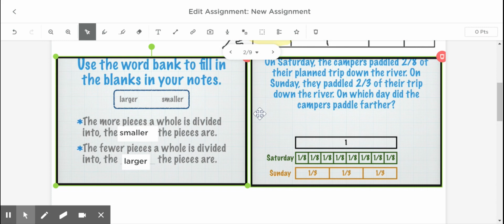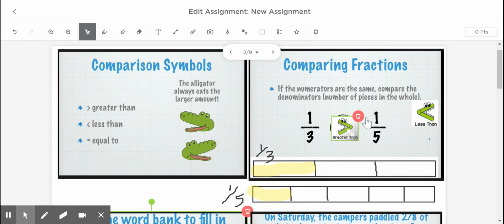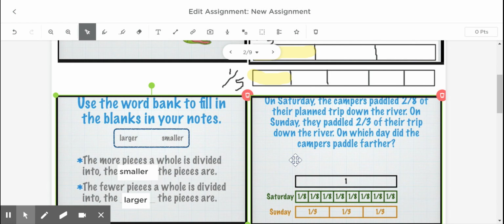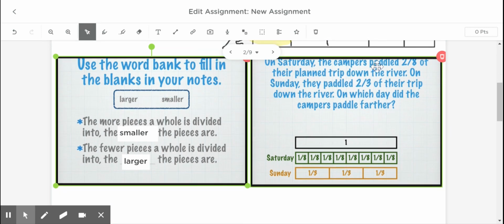All right, let's do a word problem, because today you're going to have to do some where you just compare fractions and then a few that are word problems. So let's practice together. On Saturday, the campers paddled 2/8 of their planned trip down the river. So this was Saturday, right? On Sunday, they paddled 2/3 of their trip down the river. I notice my numerators are the same, 2 and 2. So which day did they paddle further?